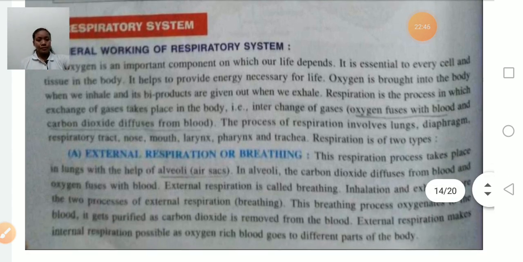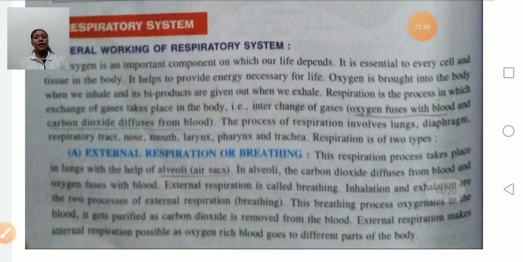The interchange of gas: oxygen is diffused into the blood, and carbon dioxide is diffused from the blood. This is the process of respiration. Respiration involves the lungs, diaphragm, nose, mouth, larynx, pharynx, trachea, etc.